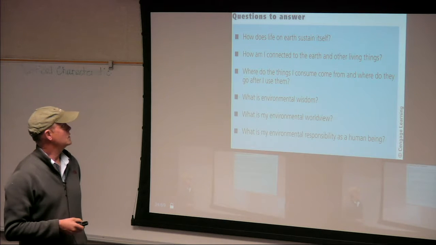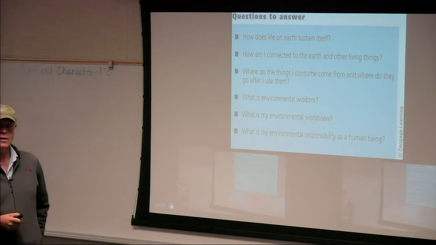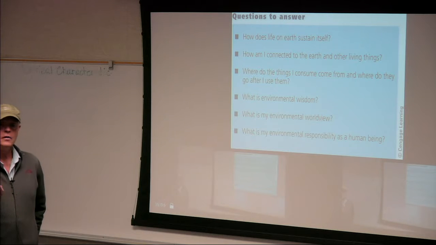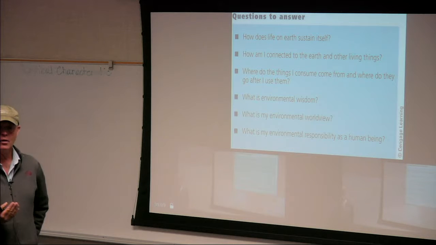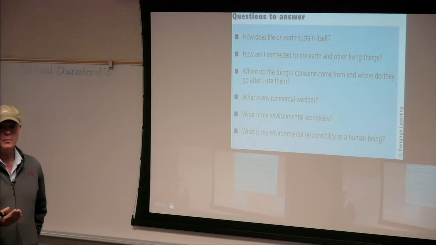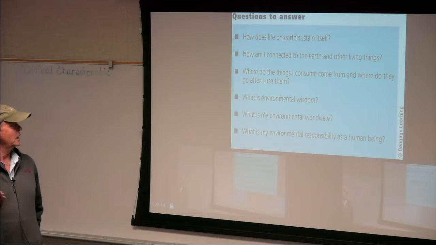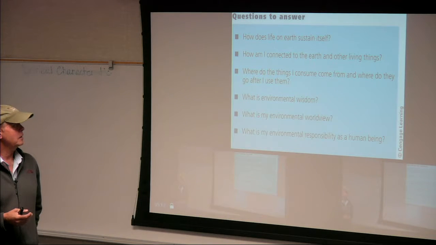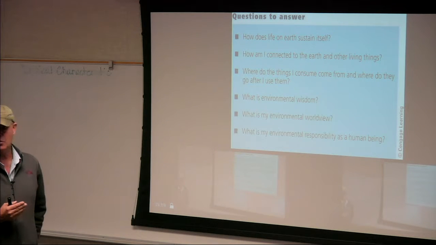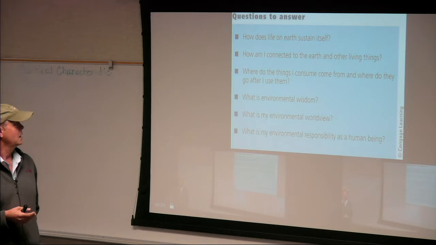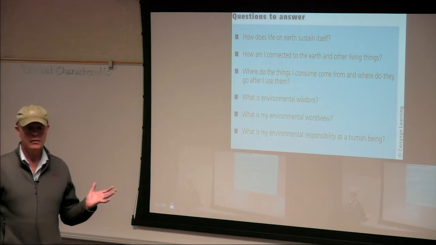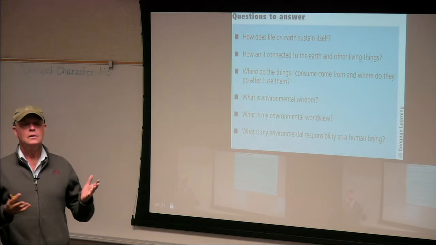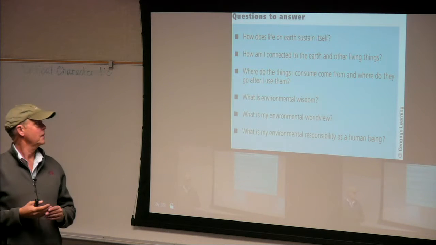Okay? Questions to answer? How does life on Earth sustain itself? These are all stuff we've gone through. I think the book does a pretty good job of addressing some of these basic questions, like the old thing, you know, we all ask ourselves, what's the purpose of my life, of your life? How am I connected to the earth and other living things? I think we've lived quite disconnected. I think we've gone over that a lot. Where do the things I consume come from and where do they go? Again, when you live in a city, you don't see the trash. You don't see the waste dump out here. You don't see those things.